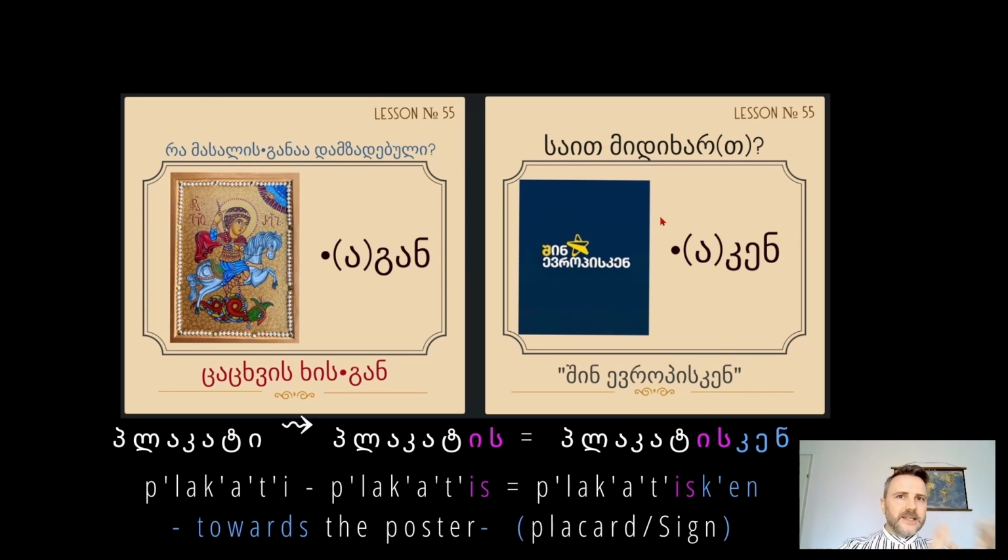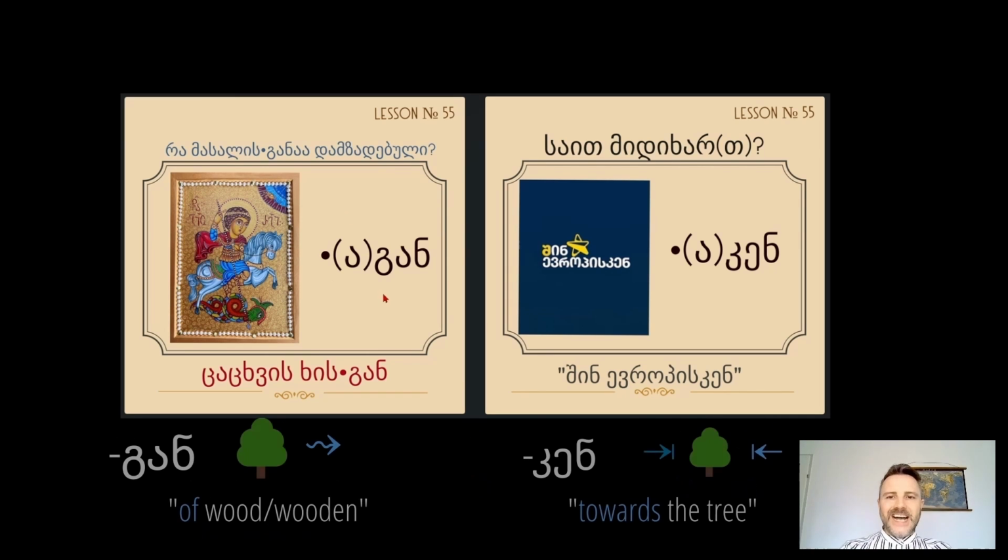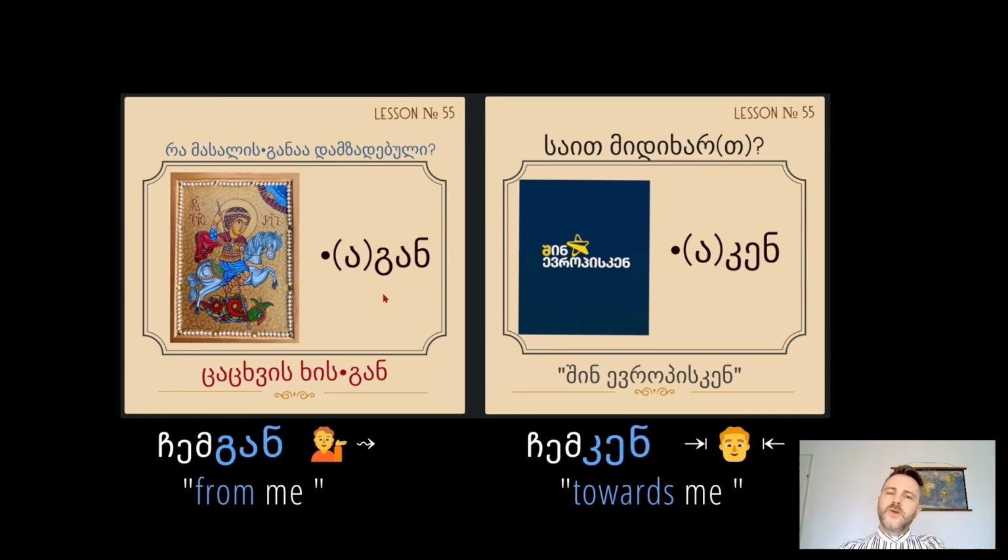So plakati is this poster. Plakatis is the genitive. Plakatis KEN is towards the poster, going towards the poster. And so GAN tells us what something is of or from, and KEN tells us what something is going towards. Also, it could be towards me, KEN. And so you can see here that not only pronouns but also nouns can be used with both of these tandebuli endings, and we're going to explore in greater detail the function of both.